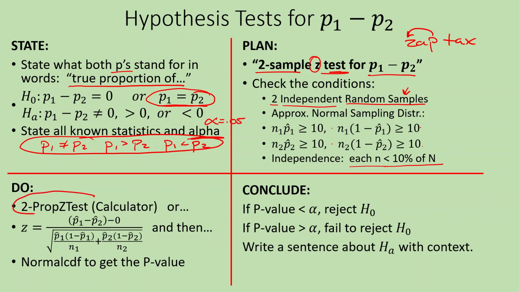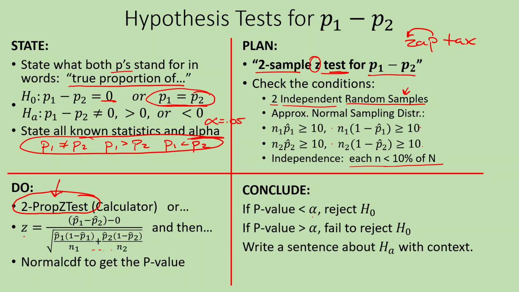All right, on our calculator, it is a two prop z test. If you want to write it out by hand, it's a lot of work. But the z would be the difference of the proportions minus 0, because the null hypothesis is 0, over the standard error, and that gets us our z, and then we use normal CDF to try and find the p-value from that. All right, or we just put it in the two prop z test in our calculator.